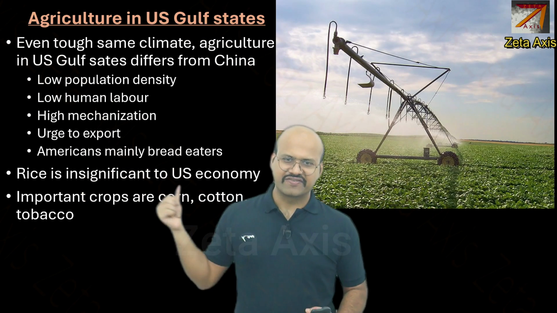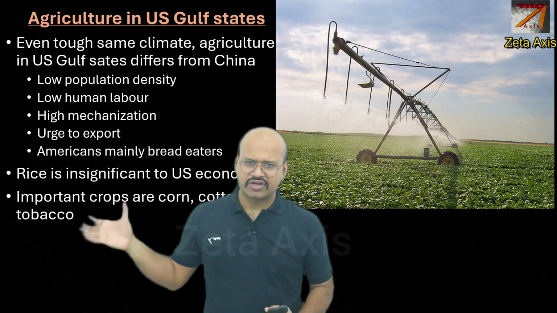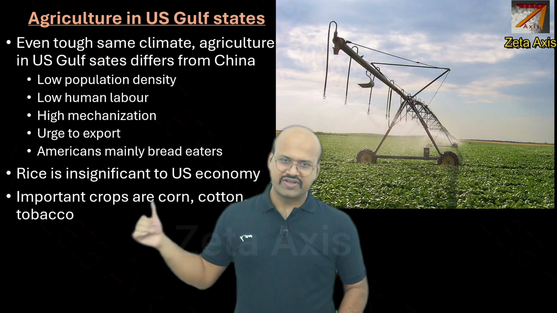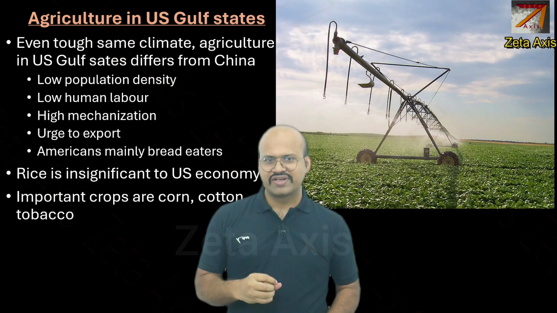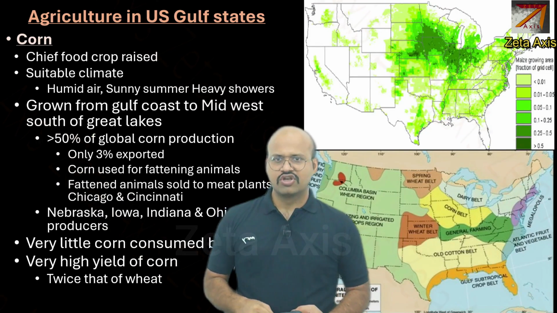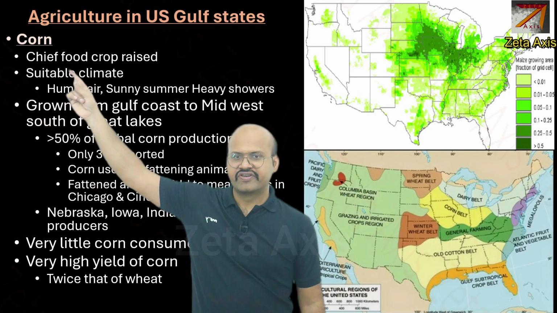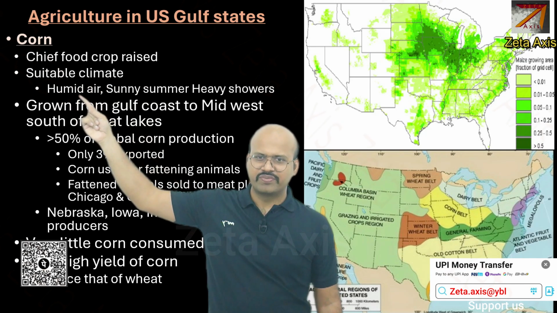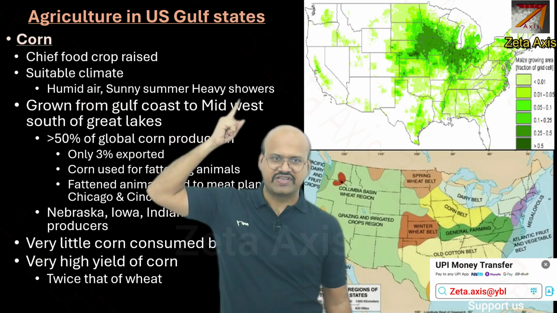Rice is insignificant to the US economy, and important cash crops are corn, cotton and tobacco. So apart from wheat, we have corn, cotton and tobacco, which are also important crops for the Gulf type of climate in the US. Corn is the chief food crop raised over here. Because the climate is suitable, we have humid air, sunny summer and heavy showers.